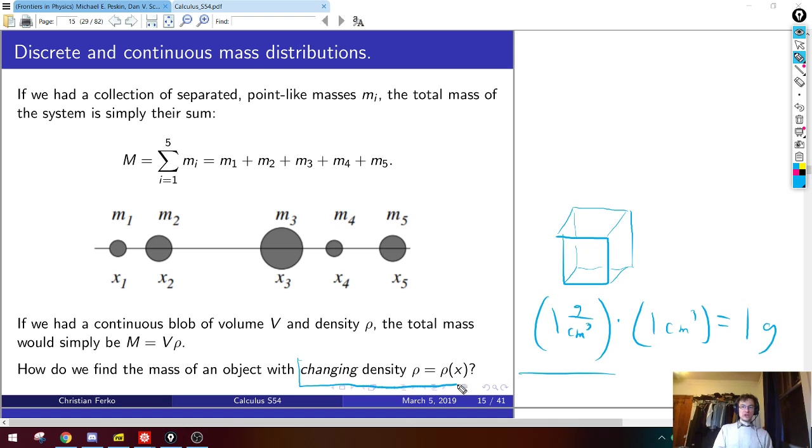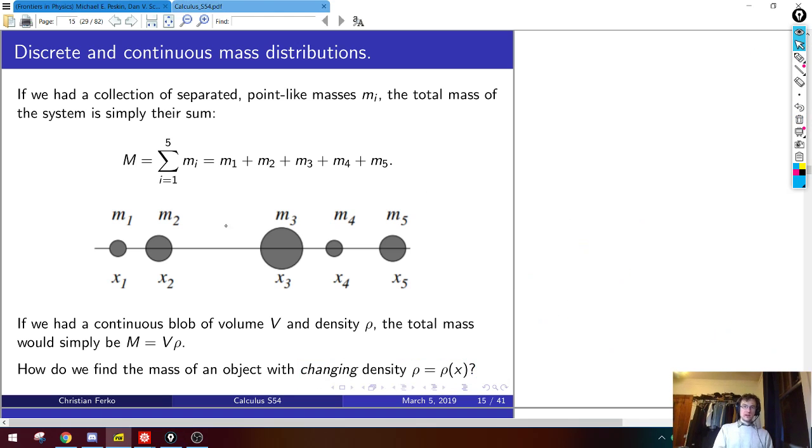But what we don't know how to do is find the mass of an object whose density changes. I'll usually use the letter rho for density. Maybe you have some cube where it's very dense in one corner, like 10 grams per cubic centimeter, and way less dense, like 0.1 grams per cubic centimeter, in another corner. You could just ask, how do you find the total mass of such an object? This is not something you normally study how to do. But we can do it with integrals now.